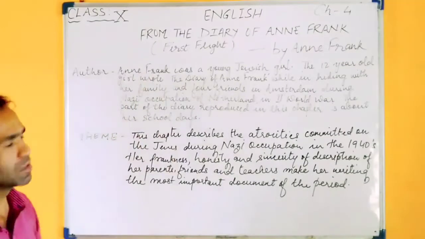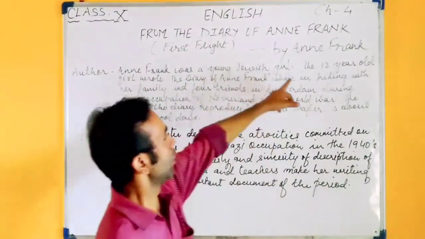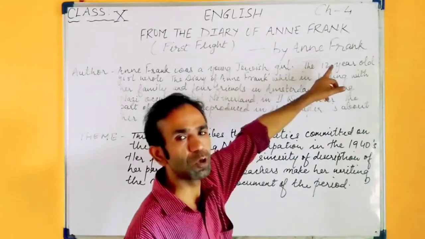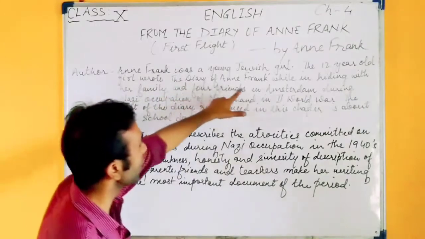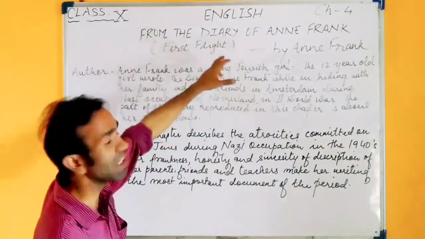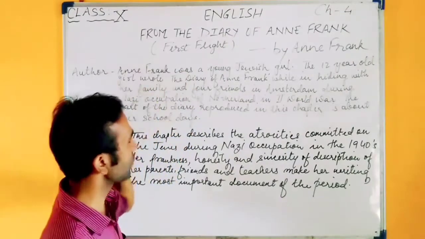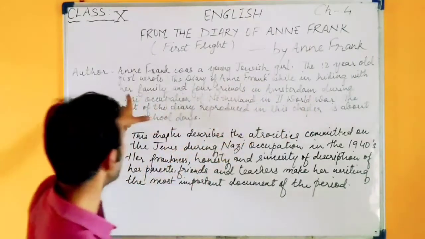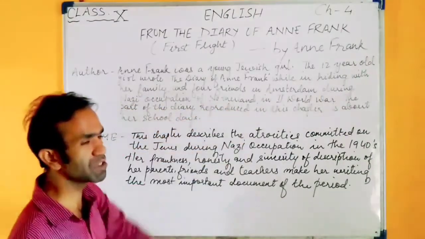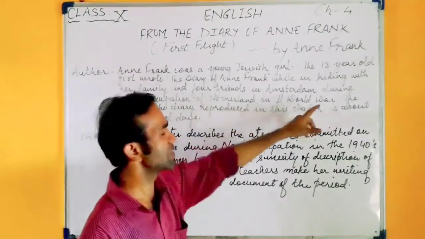So Annie Frank, she was a young Jewish girl. A 12-year-old girl wrote the diary of Annie Frank. Means this is compiled in a diary and only a part of that diary is given in your chapter. Okay. So the diary of Annie Frank, while in hiding with her family and 4 friends in Amsterdam during Nazi occupation of Netherlands in World War II.